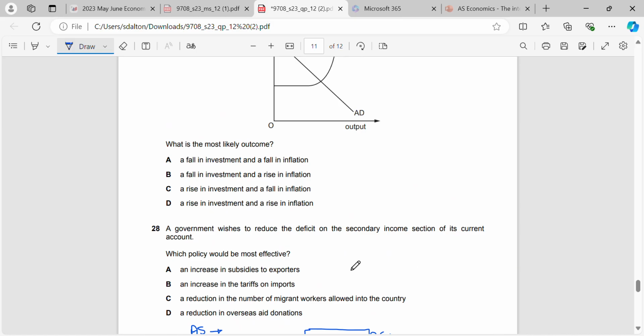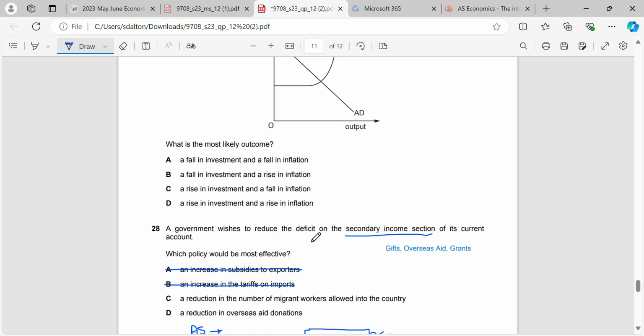28. Not going to spend too long on this. A government wishes to reduce the deficit on the secondary income section of its current account balance of payments. Okay, so remember, the secondary income section are keywords that we associate with that section are gifts, which are payments transferred, and then it's also overseas aid or grants between governments, etc., aid between governments. So an increase in subsidies to exporters, that's going to affect our balance of either trade in goods or balance of trade in services. The same with B.